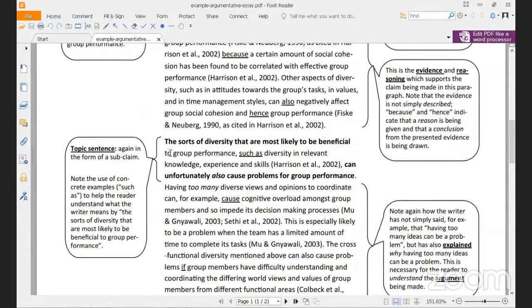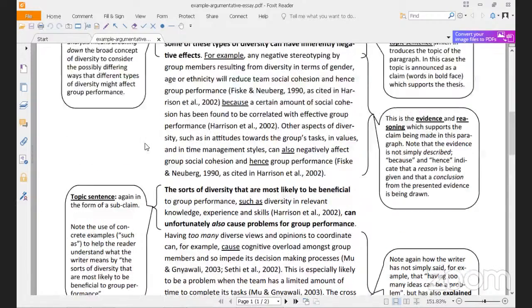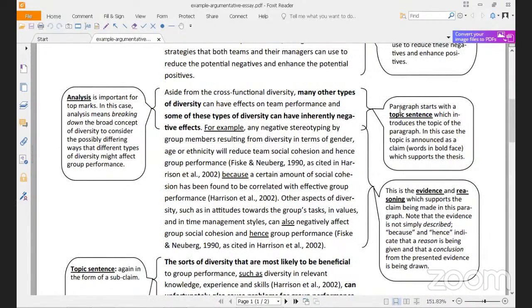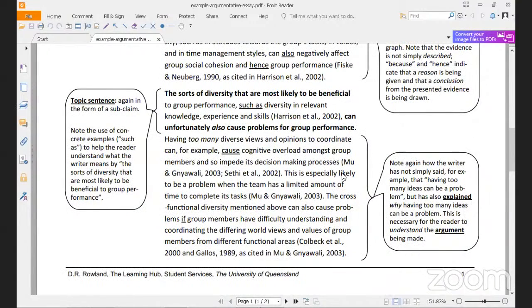Okay. Now, on the next paragraph, we have another topic sentence. Okay. Is the other topic? Yes. Another, again, in the form of a subclaim. In this one, paragraphs start with a topic sentence which indicates the topic of the paragraph. In this case, the topic is announced as a claim. Okay. And this is a subclaim. But let's read about it so we can know a little bit more about it.